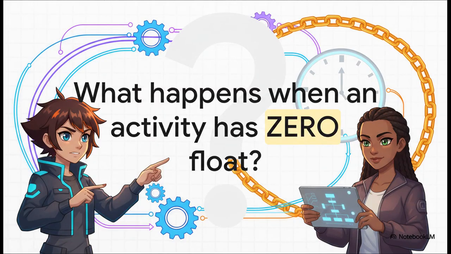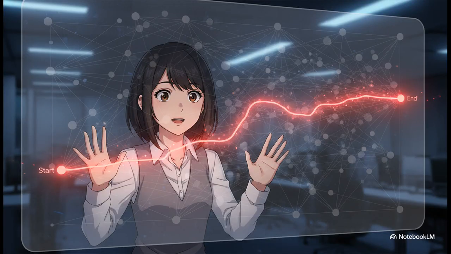So that leads us to the million-dollar question. What does it mean when a task has absolutely no wiggle room? 0 days, 0 hours of float. What have you just found? That's when you know you've found the critical path. It's the sequence of activities that have zero room for error. It's the absolute backbone of your entire project.